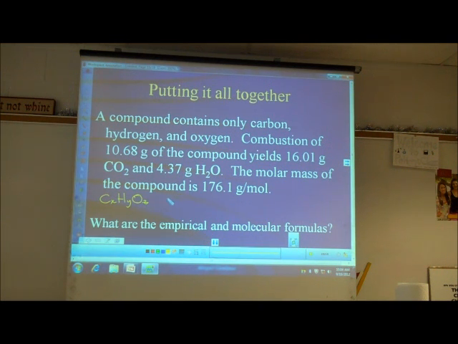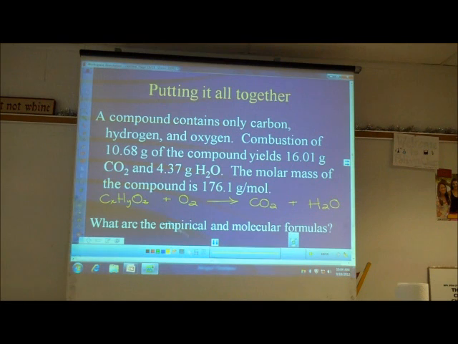This compound was reacted with oxygen, and we got two products. Can I balance that equation? No, because I don't know this formula. I don't even need to balance it, okay? I just wanted to show you what reaction we're looking at here.